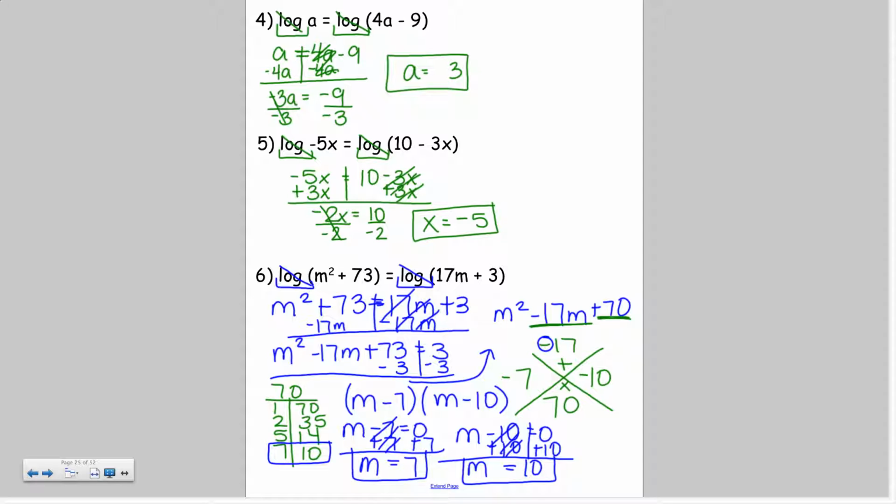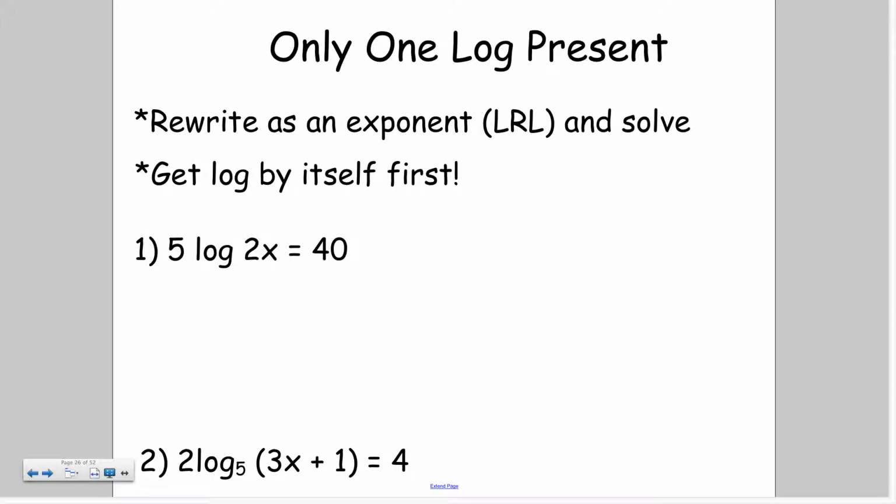Now let's do a log on one side only. If you think back to the very beginning of this video, we said that we would do two different ways. Well, this is the second way. So only one log present. As you can see, we only have a log on this side. This side is missing the log. All right, so we're going to rewrite it as an exponent. We got to remember the left, right, left. Okay? Then we're going to solve.